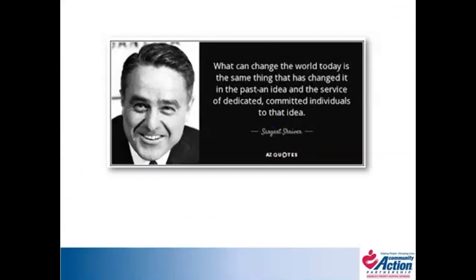So let's start here with a quote about Sergeant Schreiber. Sergeant Schreiber is kind of the grandfather to community action. Sergeant Schreiber was the first director of the Office of Economic Opportunity. He was appointed by President Lyndon Johnson. And you'll hear a lot about Sergeant Schreiber as we go forward here. And I love this quote from him. What can change the world today is the same thing that has changed it in the past. An idea and the service of dedicated individuals to that idea.